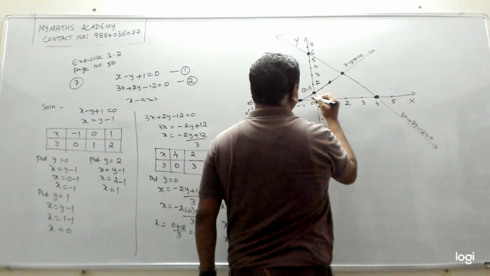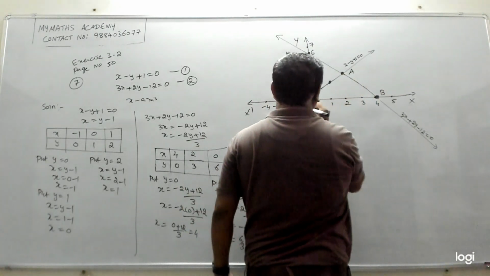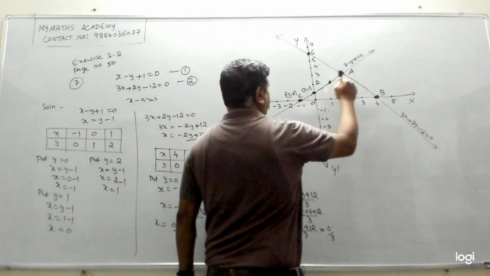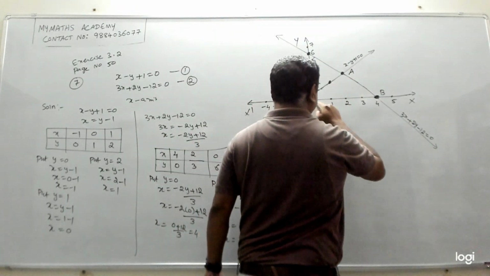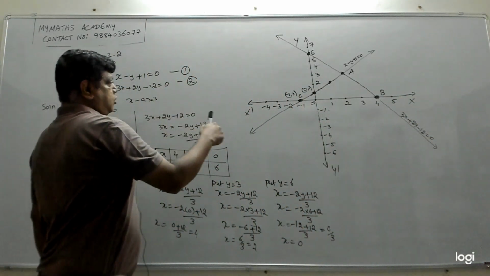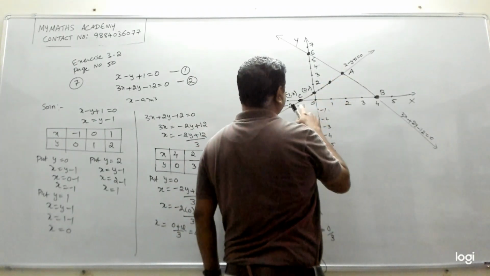Now this is the triangle formed. So we have to shade that, and we have to find the vertices. We call this A, this B, and this C. So this is triangle ABC. This is one line, this is another line, and the third line for the triangle is the x-axis. That's what they said: these two lines and x-axis. So this is the triangle they have asked you to find, and we need to find the vertices of the triangle.